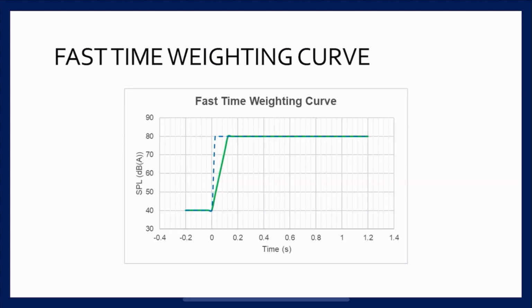So this is the graph. Again, the blue dotted curve is the actual signal in the environment, and the fast time weighting shows that it rapidly increases to that level within about 125 milliseconds.